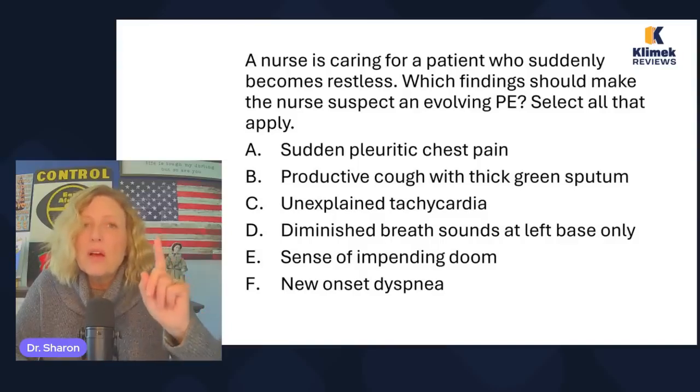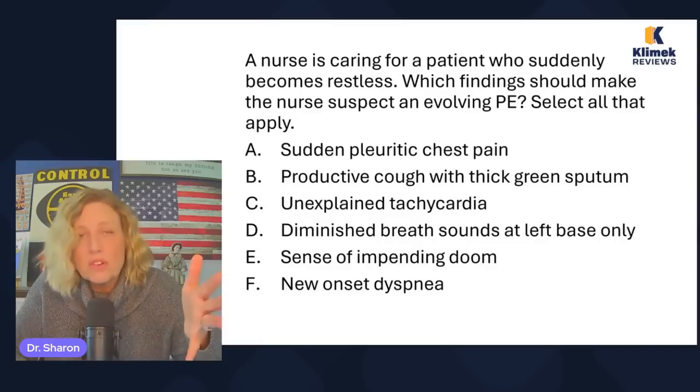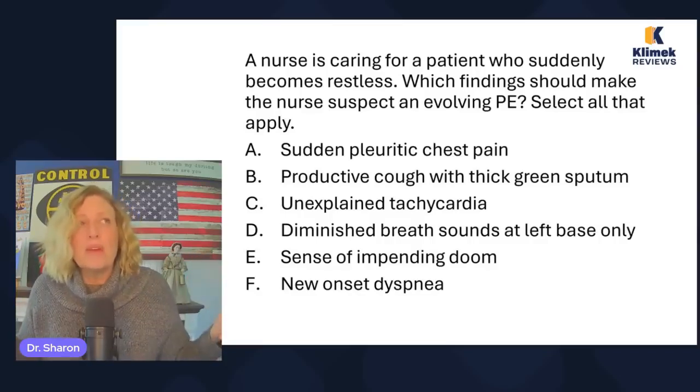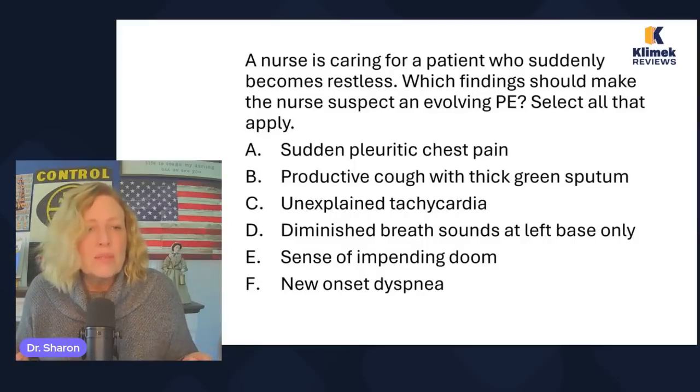Productive cough: hemoptysis, not green sputum. So we want to see hemoptysis, not green sputum. So B is out. Unexplained tachycardia: certainly, they're not oxygenating, and when they're hypoxic, the heart rate's going to go up to try to compensate for that. Diminished breath sounds.